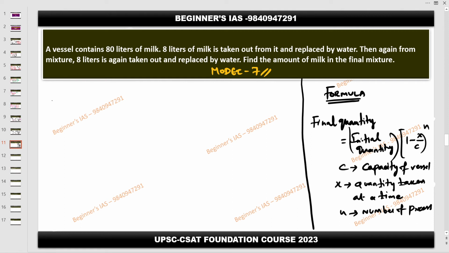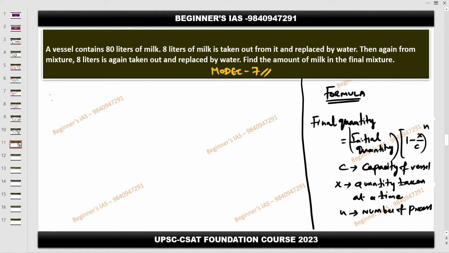So now let us read the question. The vessel contains 80 liter of the milk. 8 liter of the milk is taken out and replaced by water. Then again from the mixture, 8 liter is taken out, then replaced by the water. Find the amount of the milk in the final mixture. You can go with the proper analytical way of thinking and you can proceed. That is also possible.